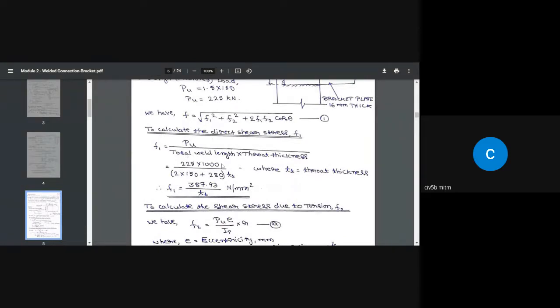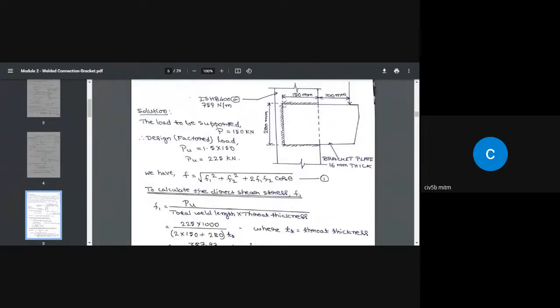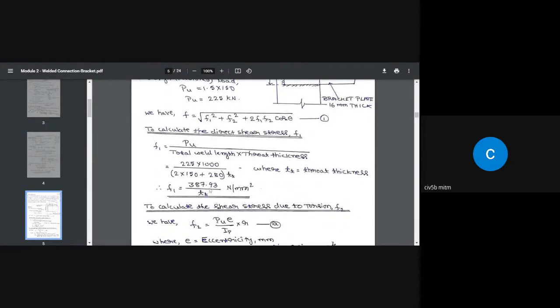PU is given in this equation. So what is the throat area? 2 multiplied by 150, and we have two such welds on this side, so 2 multiplied by 150 plus 280 is the total length of the weld, and multiplied by the throat thickness will give you the throat area of the weld. Finally we got the value of F1 equal to 387.93 divided by Tt Newton per millimeter square.